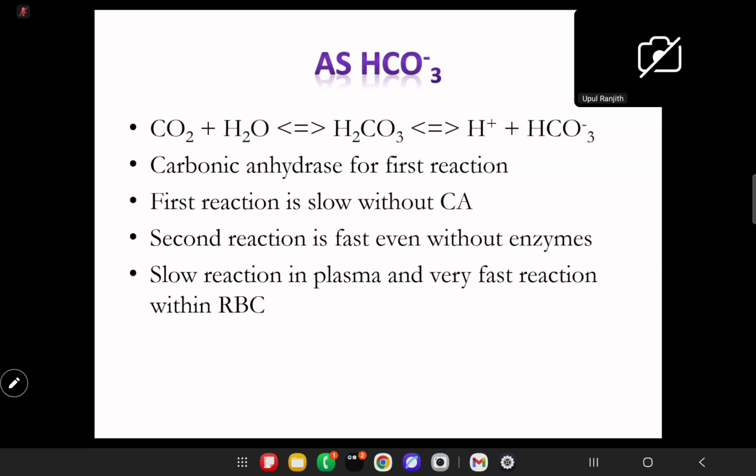So it is mentioned actually so in the respiratory physiology by Nunn, right? So not found in the plasma. Therefore, the reaction is very slow in the plasma. So fast reaction in the red blood cell. So the second reaction, that is the dissociation of carbonic acid into hydrogen and bicarbonate, with or without carbonic anhydrase, it is fast, right?